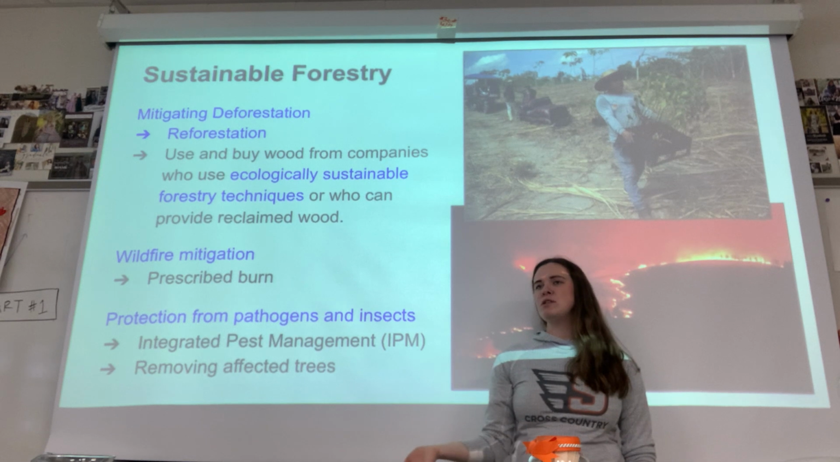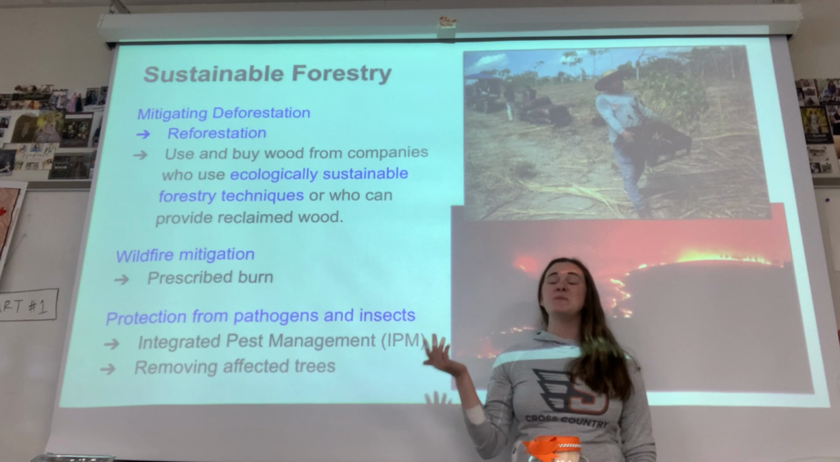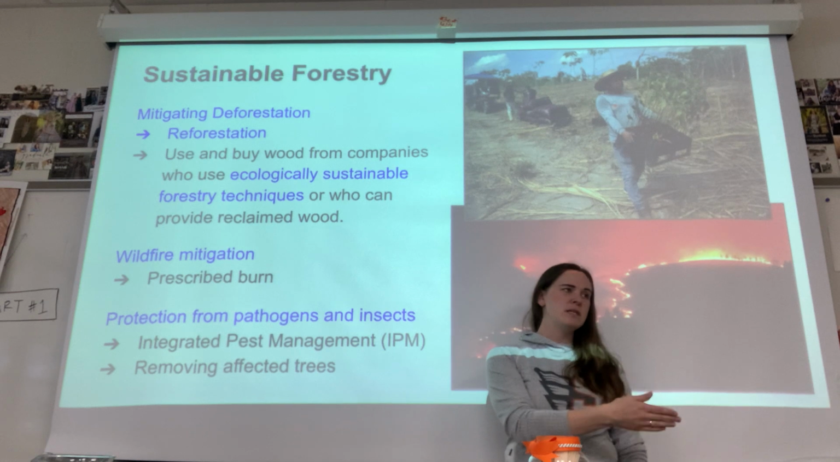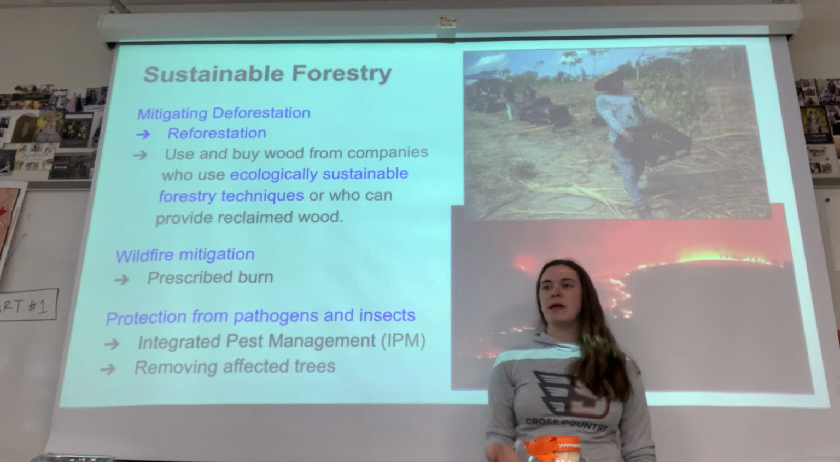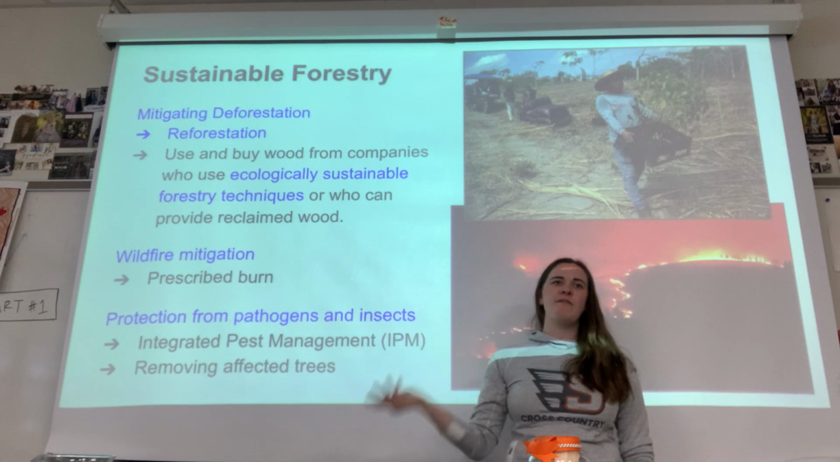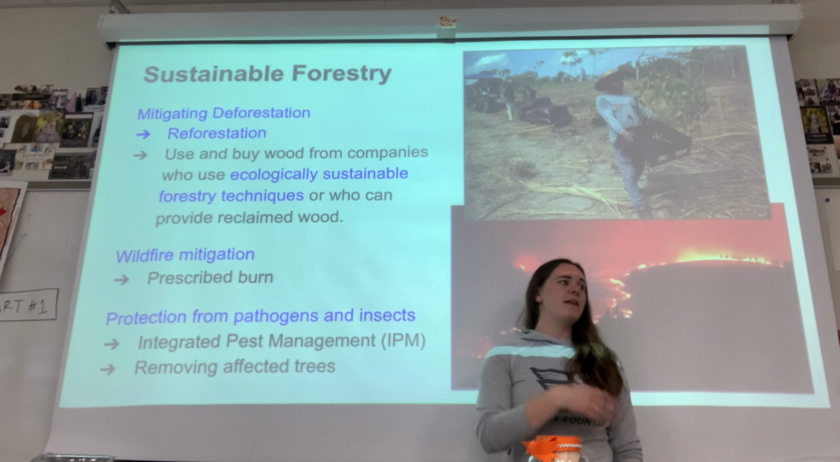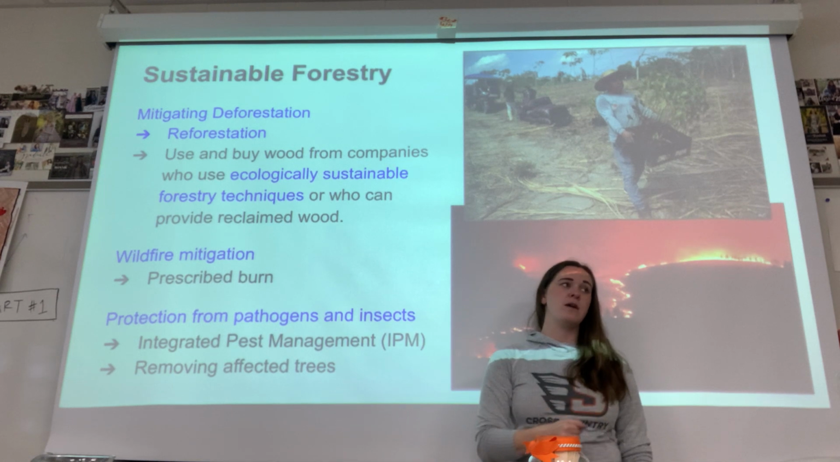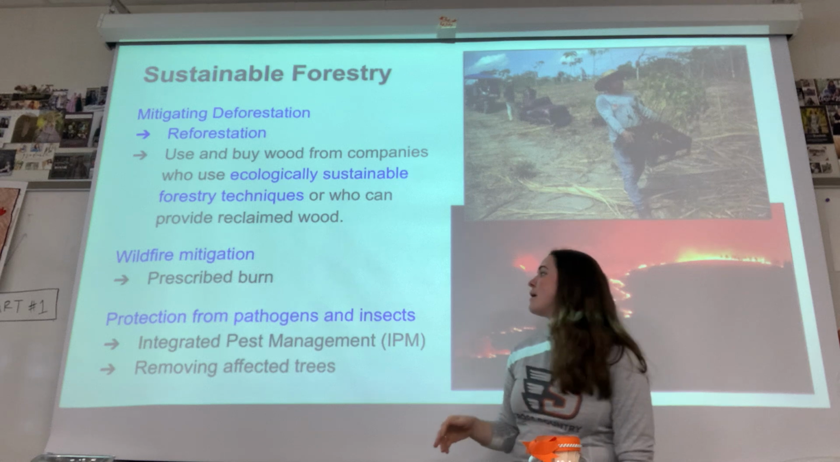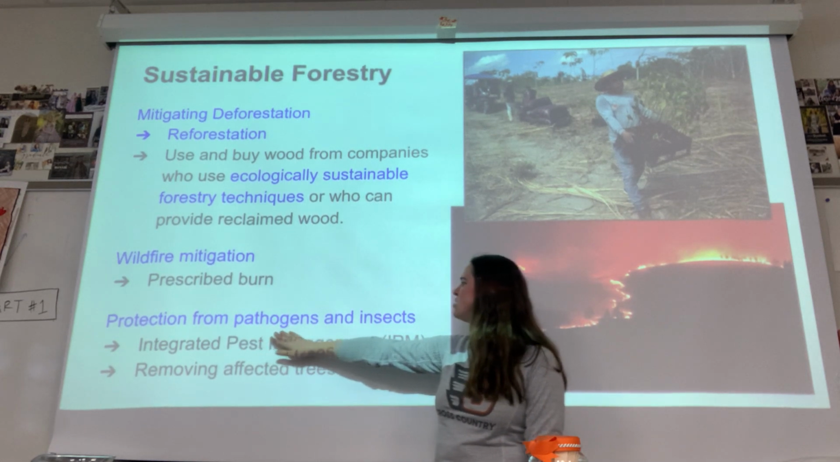The big reason why humans usually stop fires from burning is because humans' houses or human property is being threatened, which is like with the Traverse Mountain fire. If we didn't have a million people living on Traverse, they probably would have let the fire just go through. But since there were so many houses and the fire was so close to houses, they were really concerned about it. And then protection from pathogens and insects.